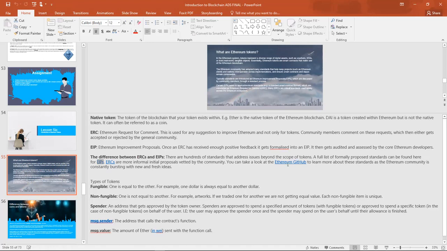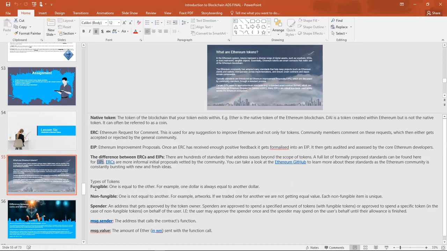You can also take a look at GitHub. You can see some of the ERCs and EIPs, to learn more about these standards, as the Ethereum community is constantly bursting with new and fresh ideas. Then there are two types of tokens. We actually mentioned this in our previous class. We have fungible and non-fungible tokens, the NFT.